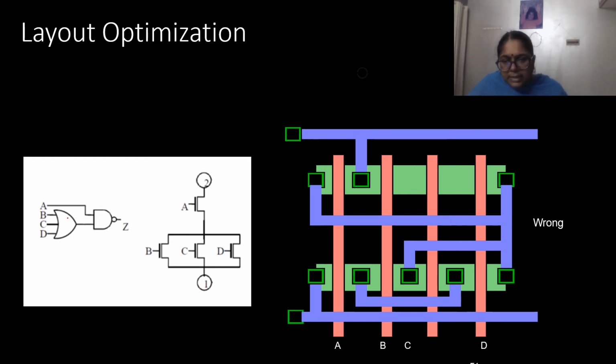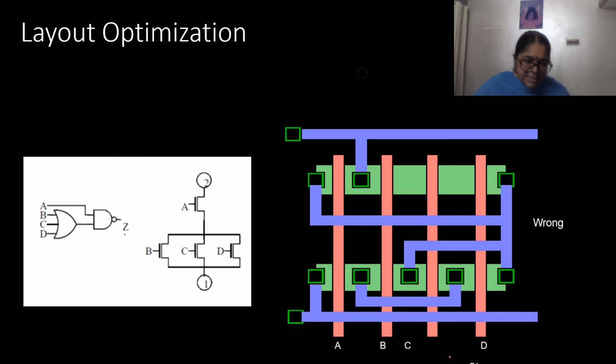Now this is just an example to show how the connection should not be made. What is the output Z? Z is equal to (A into (B plus C plus D)) whole bar. So B, C, D transistors are in parallel, NMOS transistors are parallel, and that is in series with A. This is NMOS side of the circuit.